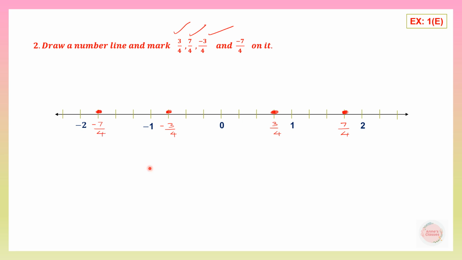So now we have marked all that we've been asked to mark here. We've been asked to mark 3 by 4, and we have 3 by 4 here. Then we have 7 by 4, we have marked 7 by 4, minus 3 by 4 is here, and minus 7 by 4 is here.